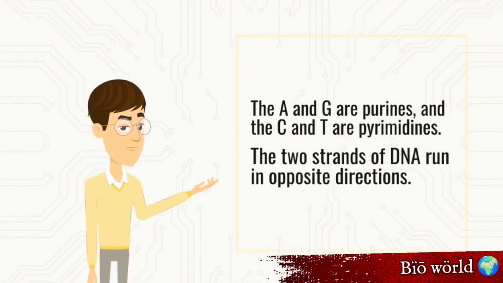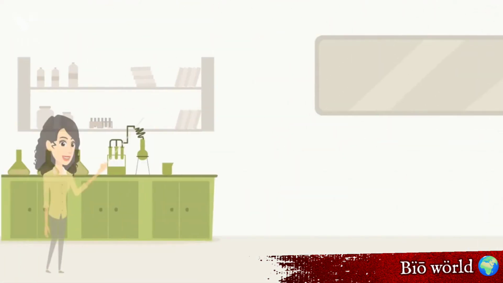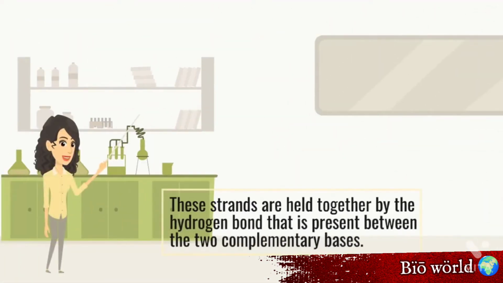The A and G are purines, and the C and T are pyrimidines. The 2 strands of DNA run in opposite directions. These strands are held together by the hydrogen bond that is present between the 2 complementary bases.